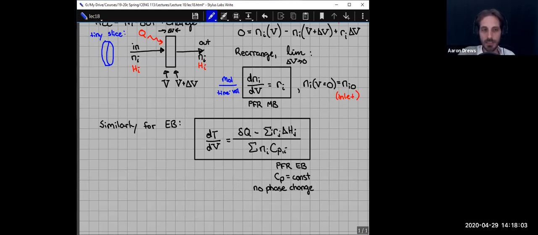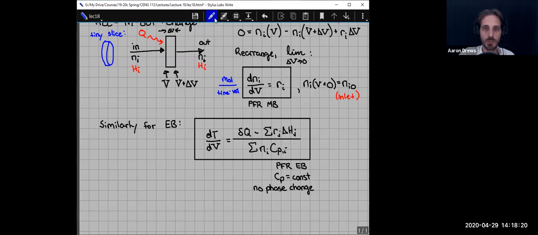Shouldn't it be N sub i0 and H sub i0 for the inlet? If you're referring to these up here, yes, that it's the enthalpy at the inlet and the enthalpy at the outlet. Similarly, N sub i at the inlet and N sub i at the outlet.